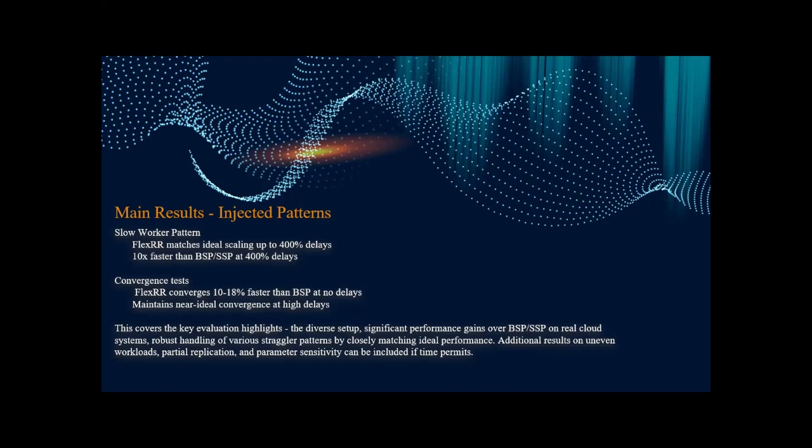Now we have the convergence test. These tests are likely designed to measure how quickly the machine learning models can be trained using different execution modes. Convergence refers to the point where the training process reaches a desired level of accuracy. And we have FlexRR maintains near-ideal convergence. So FlexRR can achieve the ideal convergence almost as quickly as the ideal case, even when there are slow workers present.